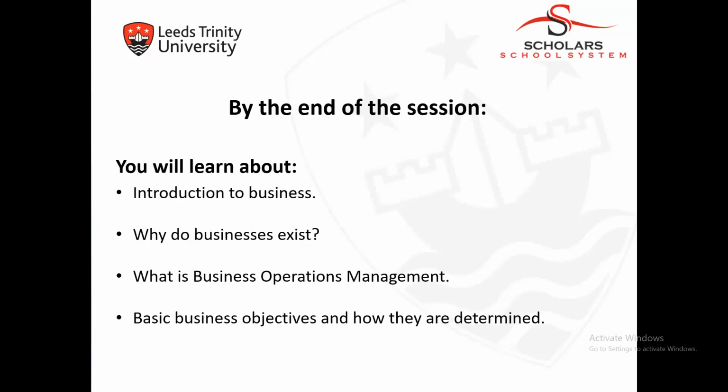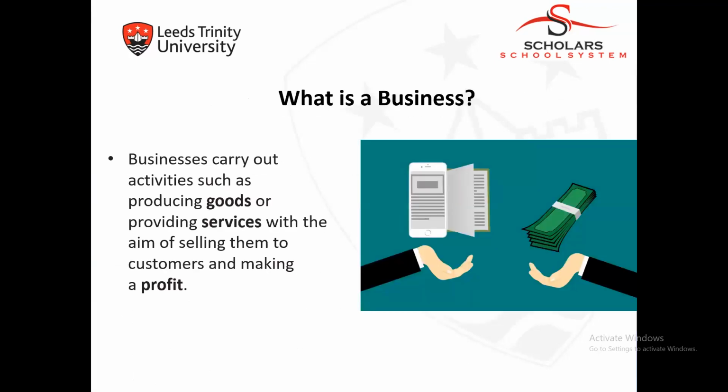And by the end of the session, the students learned about the introduction to business, why businesses exist, what business operations management is, and what the basic objectives of business are and how they are determined. So we started our discussion with the definition of business. We learned that businesses carry out activities such as producing goods or providing services with the aim of selling them to customers and making a profit.